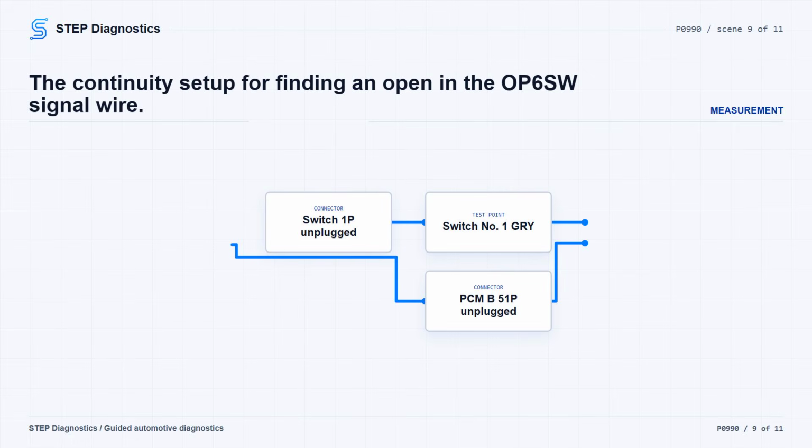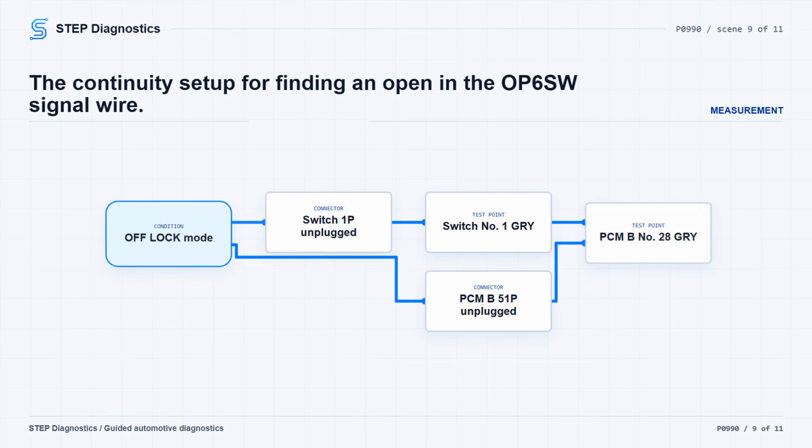For the open wire check, turn the vehicle back to the OFF lock mode and remove the jumper wire. Jump the SCS line with the HDS, then disconnect PCM connector B, the 51P connector. Now check continuity on the OP6SW circuit between the transmission fluid pressure switch E, 6th clutch, 1P connector number 1, gray wire, and PCM connector B, 51P, terminal number 28, gray wire. The test condition is vehicle OFF lock mode, the pressure switch connector disconnected, and PCM connector B disconnected.